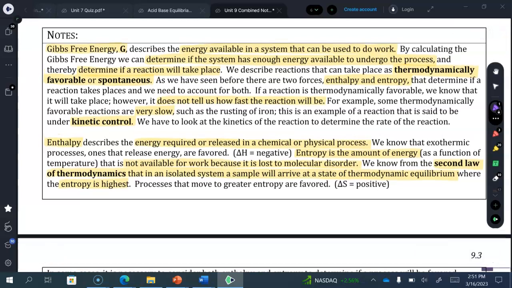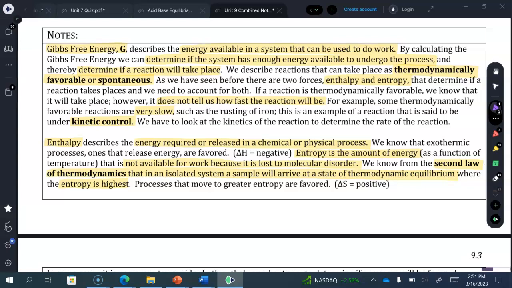So Gibbs free energy, G, describes the energy available in a system that can be used to do work. By calculating the Gibbs free energy, we can determine if the system has enough energy available to undergo the process, and thereby determine if the reaction will take place. We describe reactions that can take place as thermodynamically favorable or spontaneous. As we have seen before, there are two forces, enthalpy and entropy, that determine if a reaction takes place, and we need to account for both.